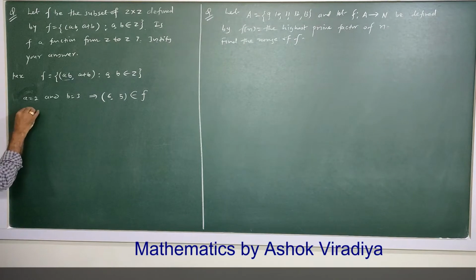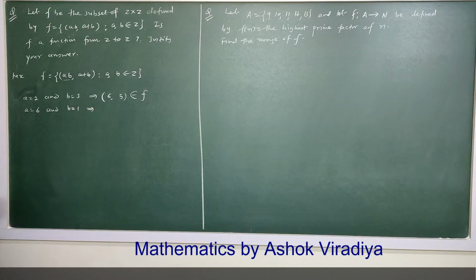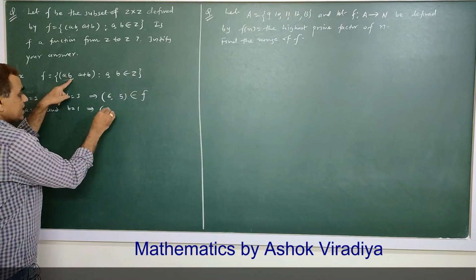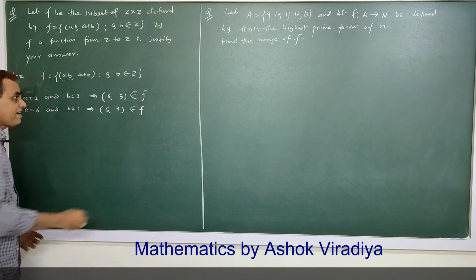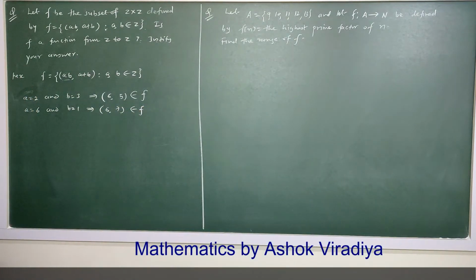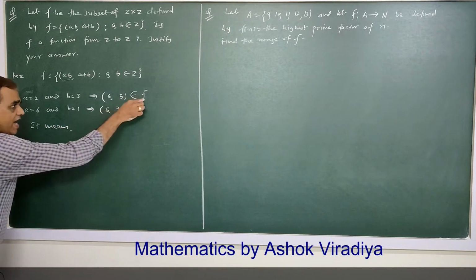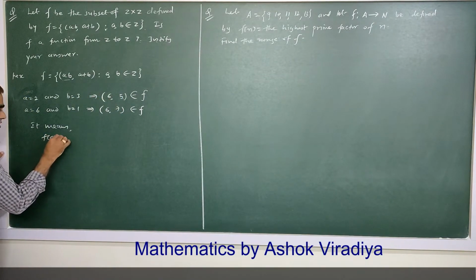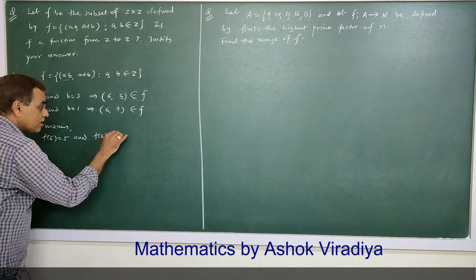Now I am taking a equal to 6 and b is 1. So 6 into 1 is 6 and 6 plus 1 is 7. This is also in f. So the meaning of these two statements is that f of 6 is 5 and f of 6 is also 7.